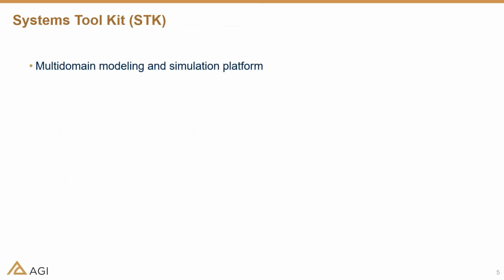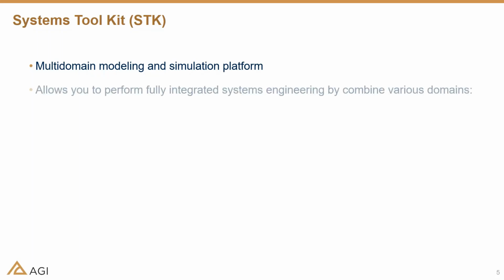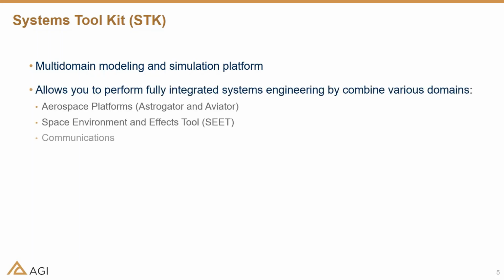This is my 2-second speech on what is STK. If you aren't familiar with it, Systems Tool Kit, you can model Earth, air, land, space, sea. You can put in your different objects, whether it's a ship or an aircraft, a ground facility or a spacecraft, whether it's traveling super fast or stationary. You can model all those different physics-based platforms. Then you can layer in other domains as well.